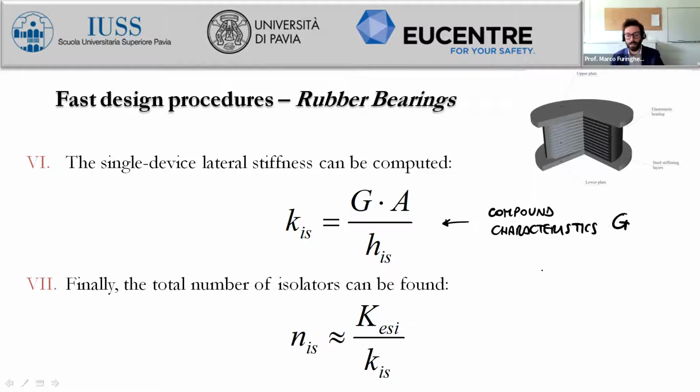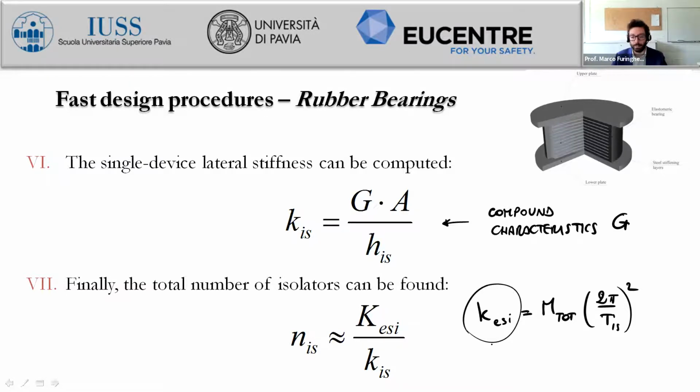period, which means that what is called K_ESI, so the equivalent stiffness for the isolation system, is equal to, again, the total mass, which is above the isolation layer, multiplied by 2 pi over the isolation period, I mean the design one rather than IS, squared. So this is a global characteristic of all the isolators, not flat sliders, but just isolators.